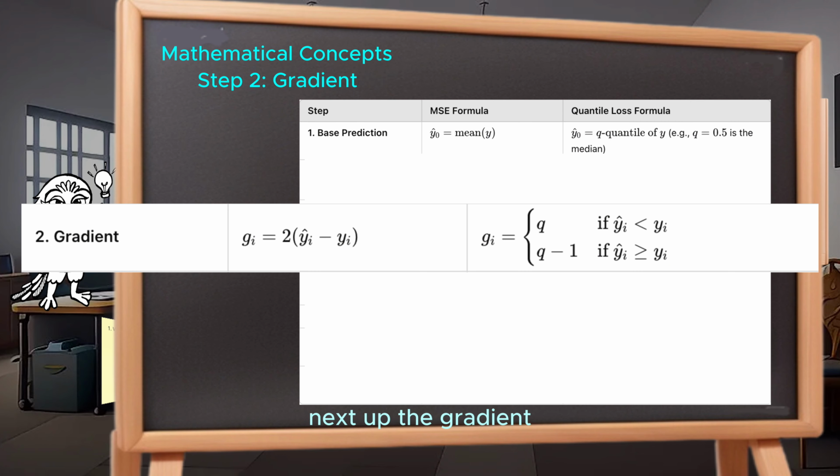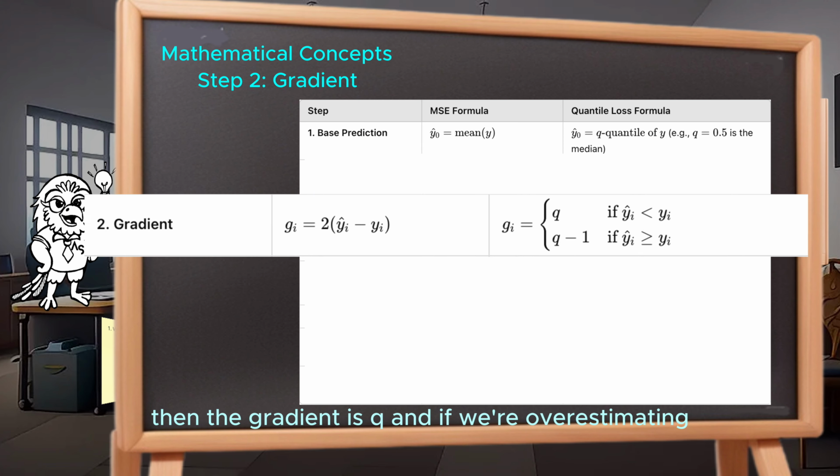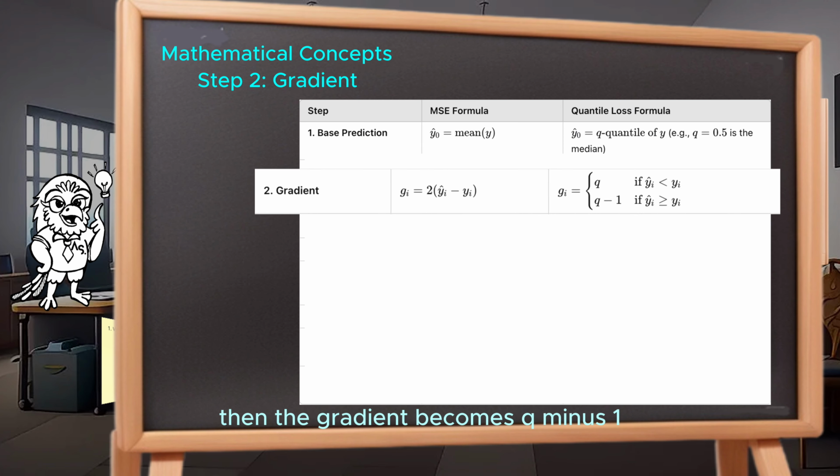Next up, the gradient. This tells us how wrong our predictions are and which direction we need to move to fix them. For MSE, it's straightforward. This is just the difference between the prediction and the true value, scaled by 2. But for quantile loss, things are a bit more nuanced. The gradient depends on whether we're overestimating or underestimating. If we're underestimating, then the gradient is q, and if we're overestimating, then the gradient becomes q minus 1.